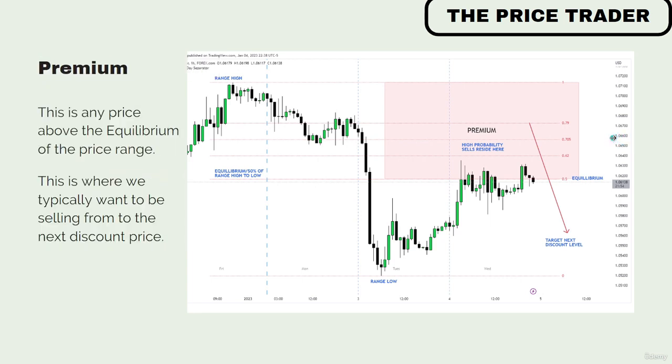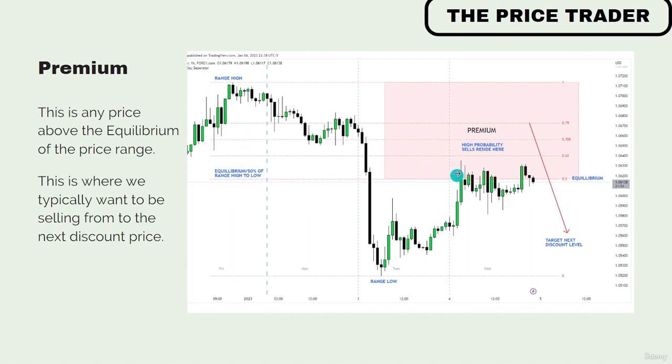Then looking at the premium, this is any price above the equilibrium of the price range. So once you have outlined the equilibrium of the price range, anything above is premium. So this is where you typically want to be selling from to the next discount level. So for instance, in this example we have equilibrium, so anything above is premium.